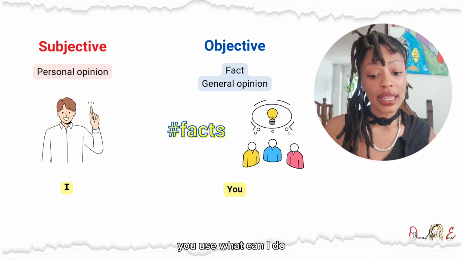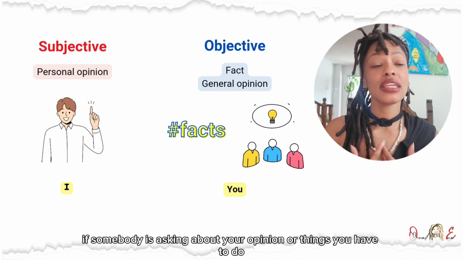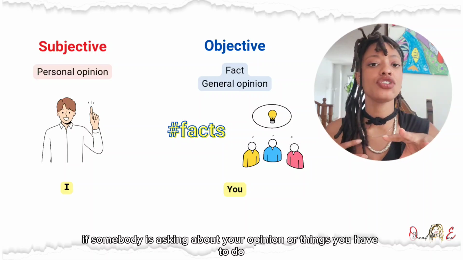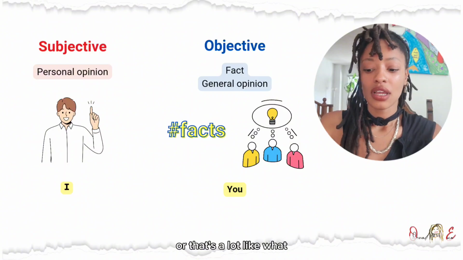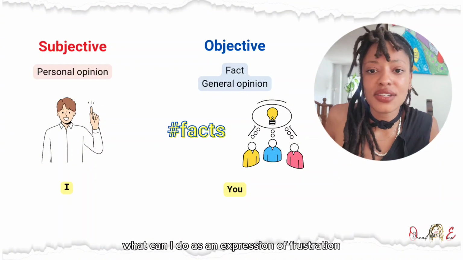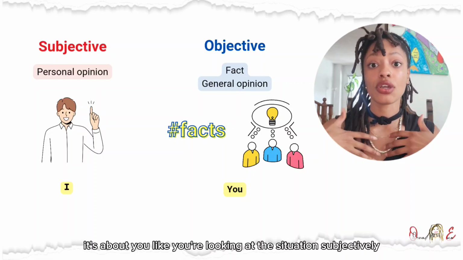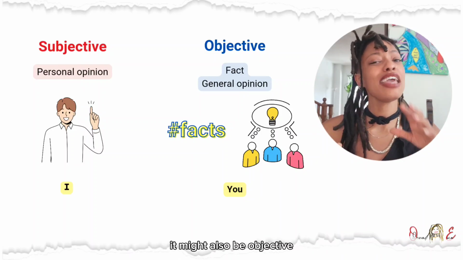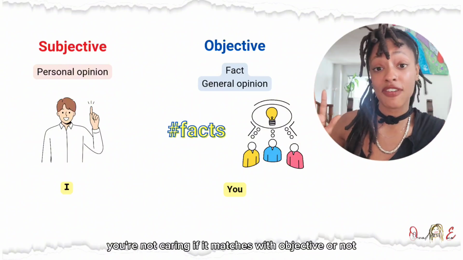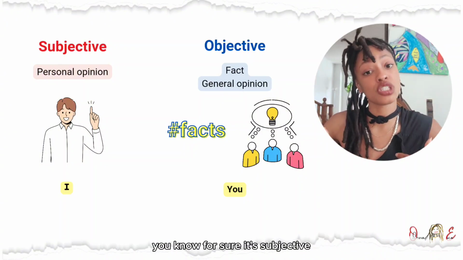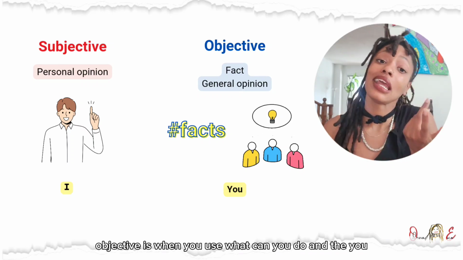You use what can I do with subjective cases. If somebody is asking you about your opinion or things you have to do, you would say, what can I do? As the question. Or that's a lot, like, what can I do? As an expression of frustration, it's about you. Like you're looking at the situation subjectively. It might also be objective, but you're all about you right now. You're not caring if it matches with objective or not. You know for sure it's subjective. It's about your opinion. Objective is when you would use what can you do?